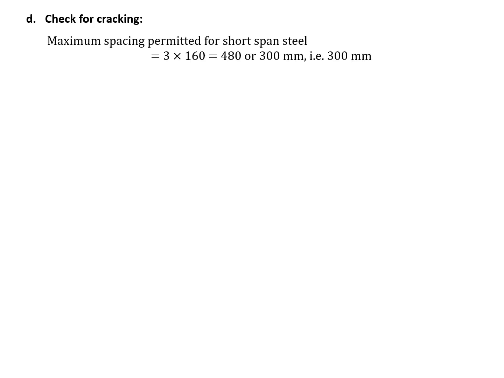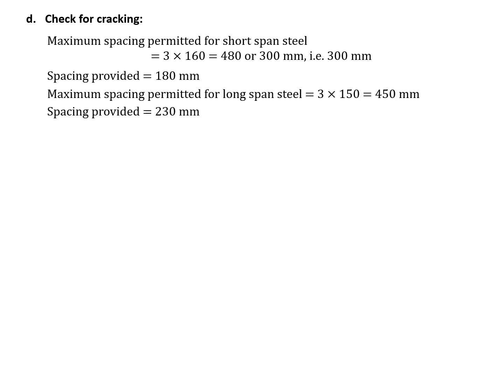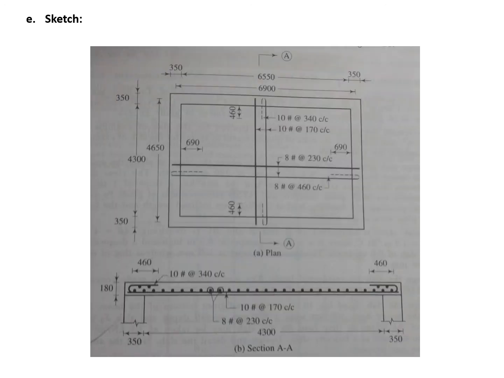Then cracking is just a matter of spacing. For the short span, 3d is 480 or 300, so 300. We have provided 180, so that's good. Similarly, for the long span you check, and your spacing requirement is done. Then you draw a very carefully neat sketch as shown and show all the detailed reinforcement which you have got out of this.